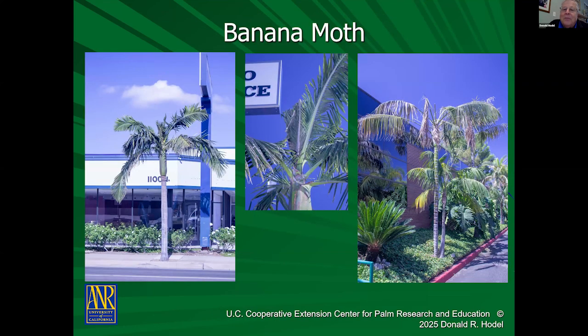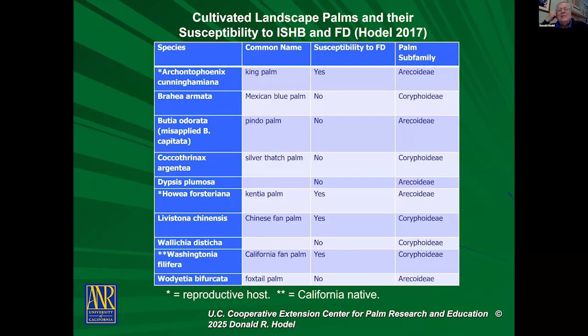So I want to see if I can back up here. Fortunately, some of these palms aren't susceptible to the Fusarium complex. Some are, but again, so far we haven't seen the Fusarium complex kill any palms. So that's a relief.